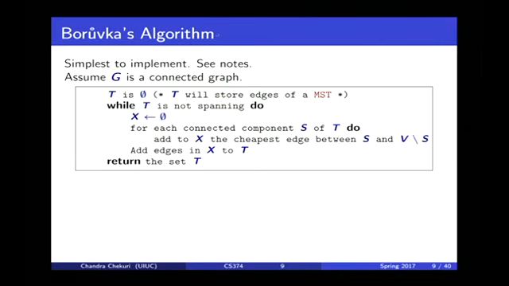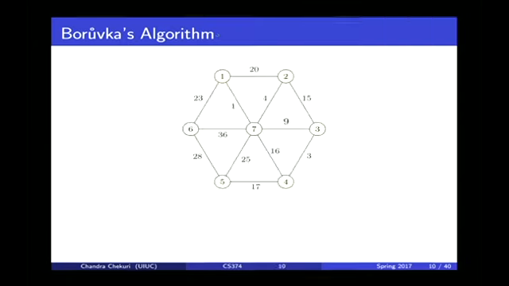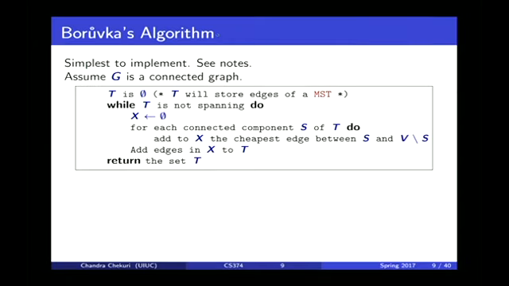And this is another algorithm. This is perhaps the first algorithm. It's called Boruvka's algorithm. And so what does this do? It's a little bit more complicated, not complicated to implement actually, it's very easy to implement.